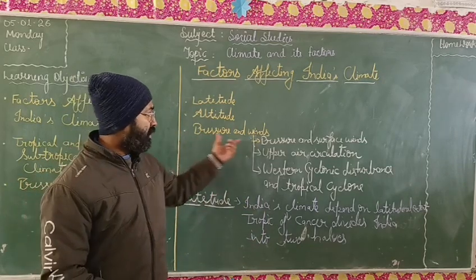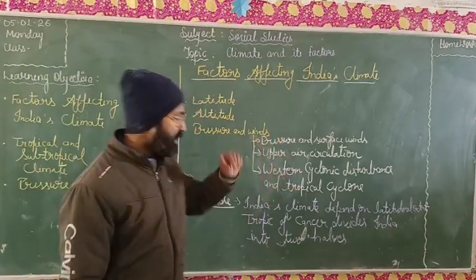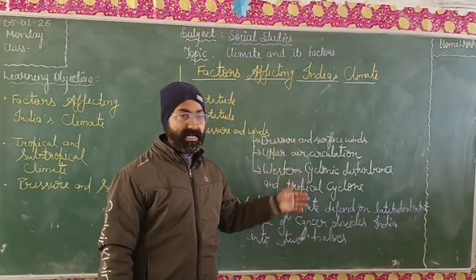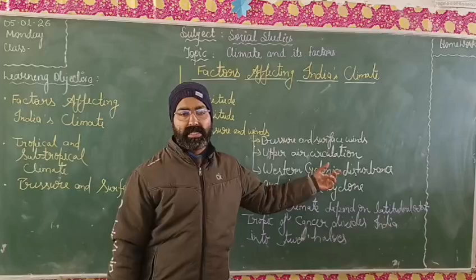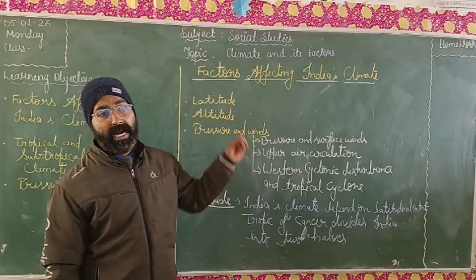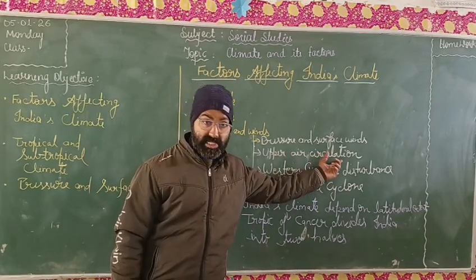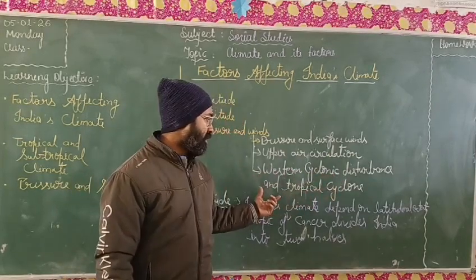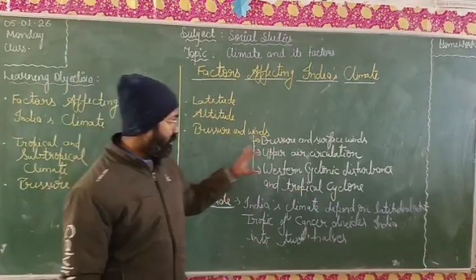The third is pressure and winds. In this we will discuss three types. First, pressure and surface wind, meaning the pressure on the surface. Second, upper air pressure. We know that air flows from high pressure to low pressure, and here we will also discuss the jet stream. Third, western cyclonic disturbance and tropical cyclone. We will discuss these in today's class.